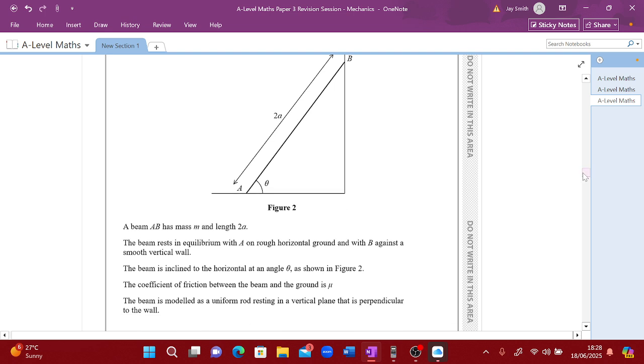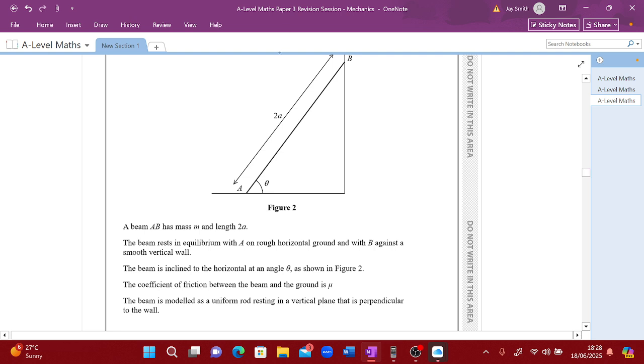Part 3. We have a beam AB with mass M and length 2A. The beam rests in equilibrium with A on a rough horizontal ground and B against a smooth vertical wall. The beam is inclined to the horizontal with an angle alpha. The coefficient of friction is mu. The beam is modeled as a uniform rod. It should always be uniform.